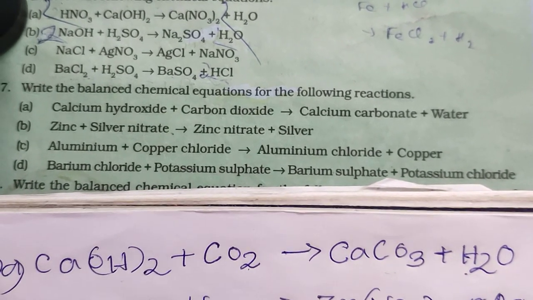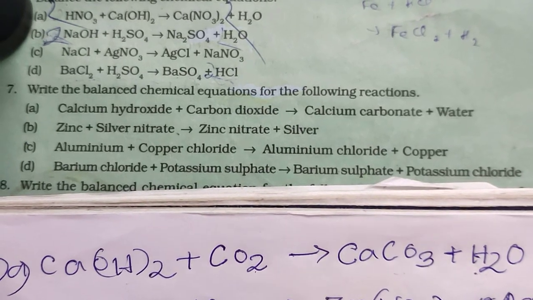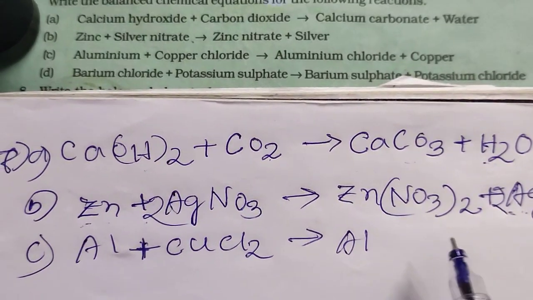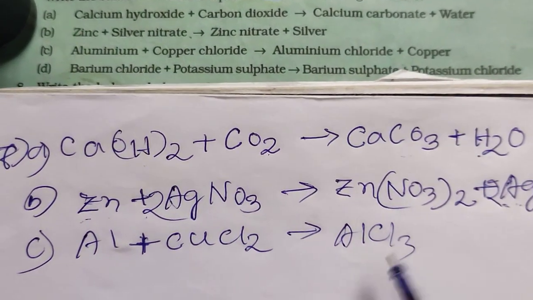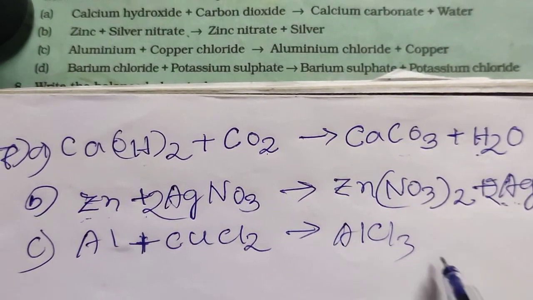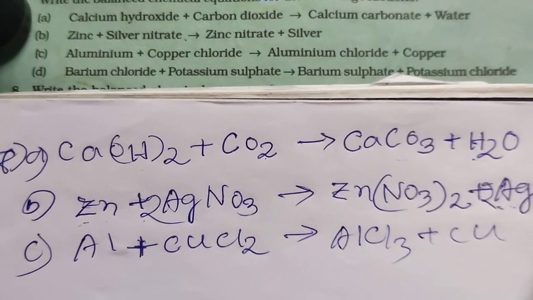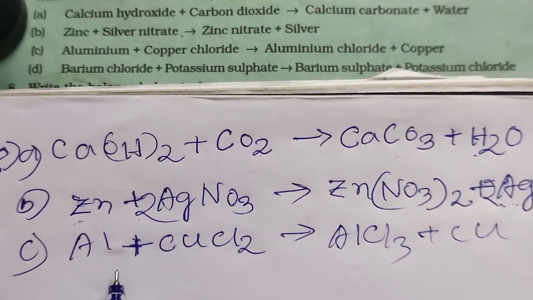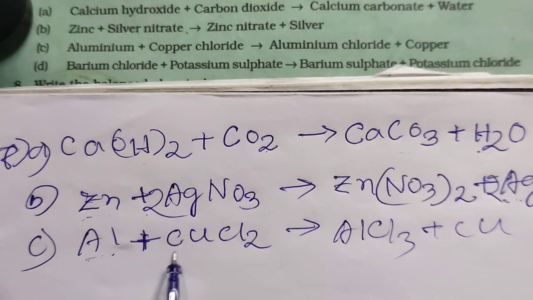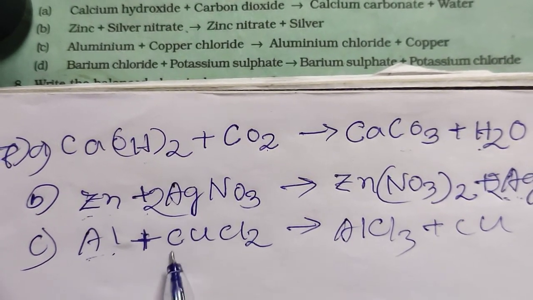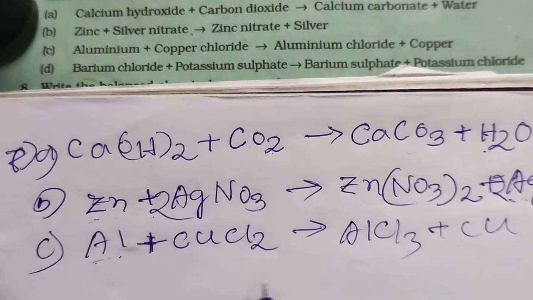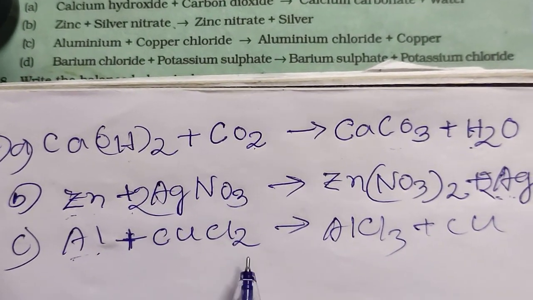Next, aluminium plus copper chloride will form aluminium chloride, AlCl3. Here it is, aluminium chloride, AlCl3 plus copper. So this is also an example of a displacement reaction, because aluminium is more reactive than copper. That is why it can replace copper from its solutions or compounds. Okay, so let's balance the equation.